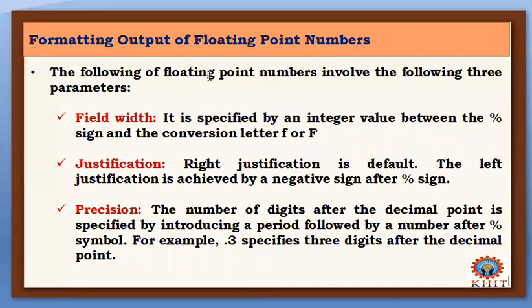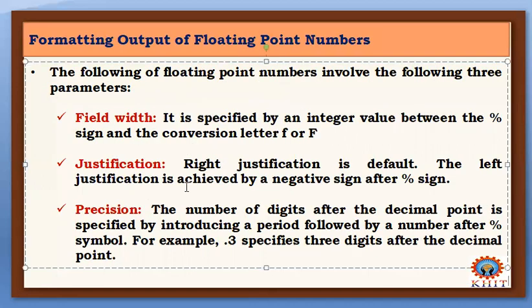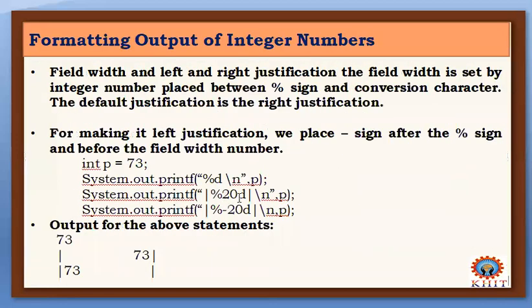Next, the formatting of floating point numbers involves the following three parameters. One is field width, which is specified by the percentage sign, after which we mention how much space we need. Whether it is right justification or left justification: if it is right justification, then we use a positive number. If it is left justification, then we use minus.